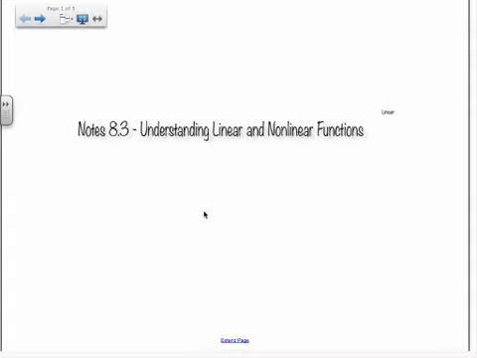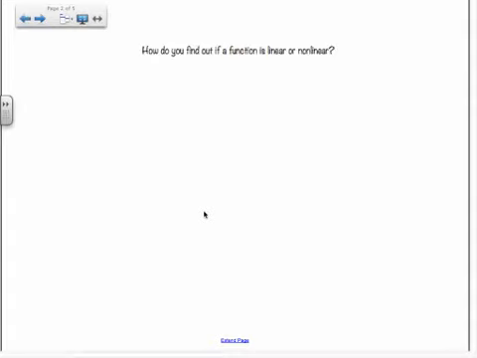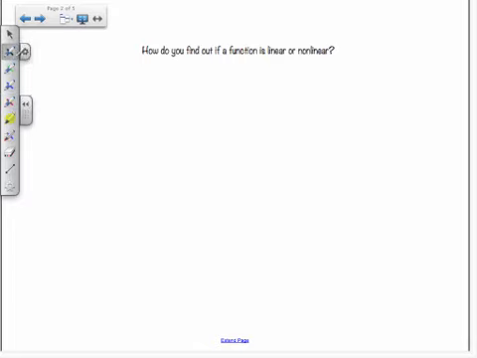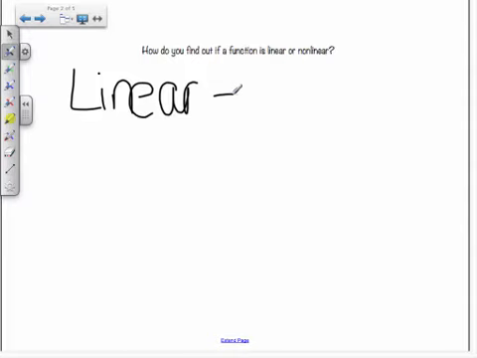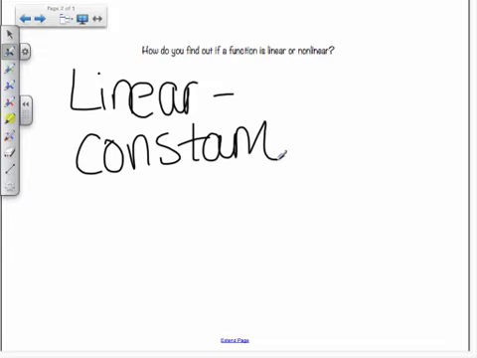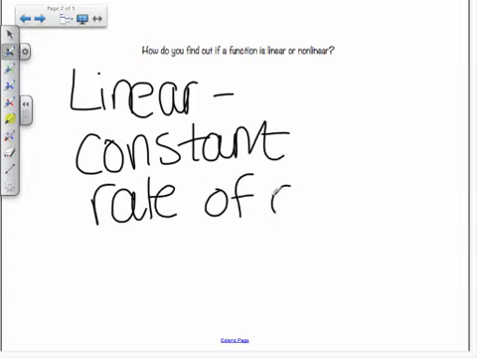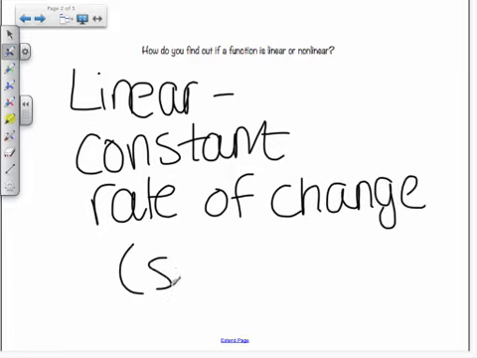So in the first question that we have here, it says, how do you find out if a function is linear or nonlinear to begin with? So we need to actually understand whether it's linear or not, and the way we can tell if something is linear is if, let's write this out, it has a constant rate of change. Now, don't forget that another word for rate of change is the slope. So we can also say that it has a constant slope. All right.